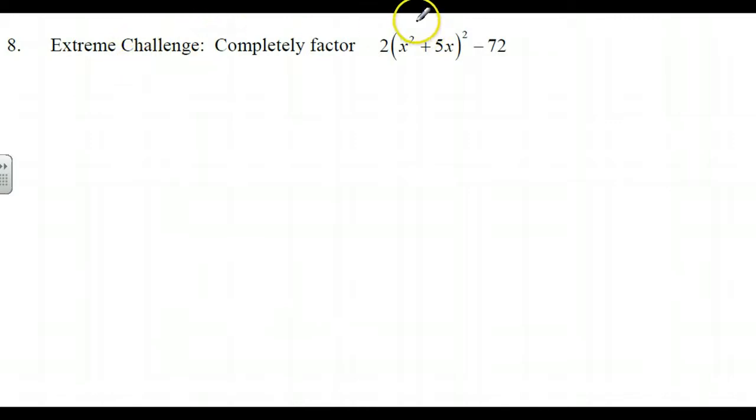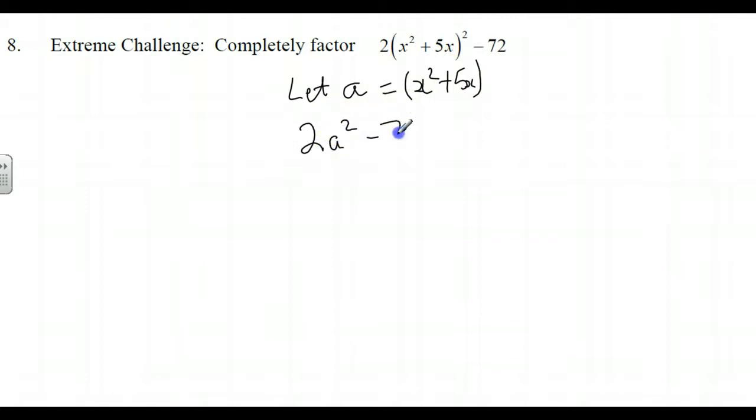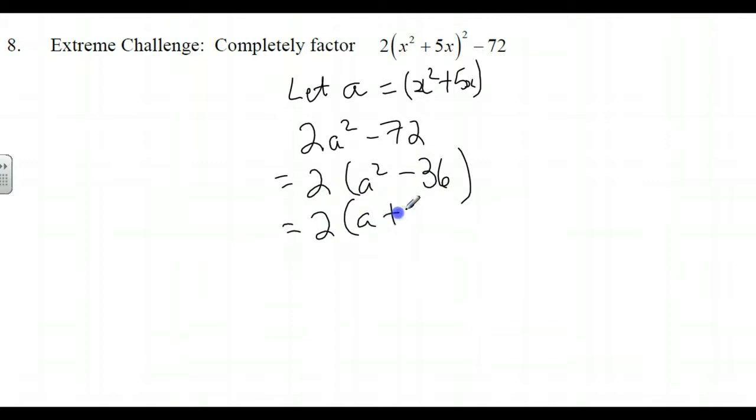Extreme challenge, completely factor. Actually, you're going to be doing a ton of this stuff in 20-1, but for now, this is a bit of a challenge. So let's do a simpler problem. Let little a equal x squared plus 5x. Then I can rewrite this as 2a squared minus 72, which is 2 bracket a squared minus 36, which is 2, a plus 6, a minus 6.